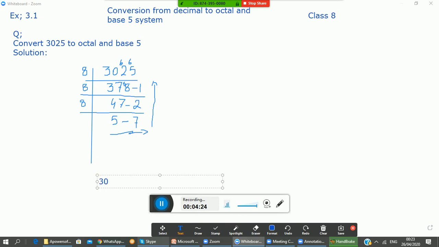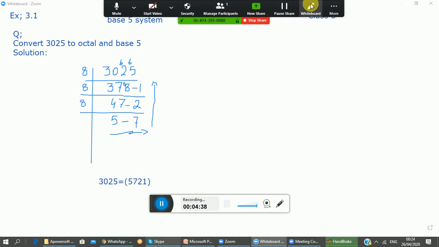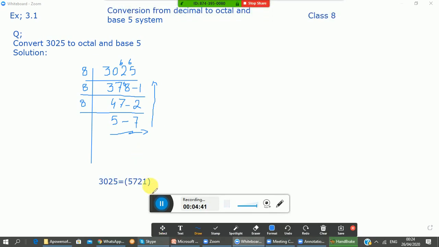So 3025 equal to 5721 with its base 8. Base 8 mean octal. So in this way we can convert any decimal number into a octal system. So the decimal number 3025, its octal system is 5721 with its base 8.